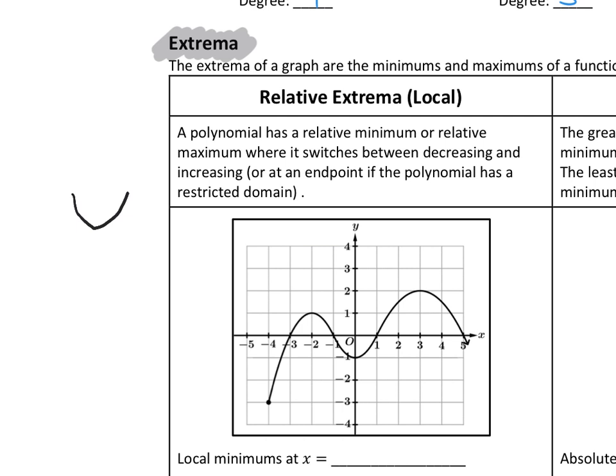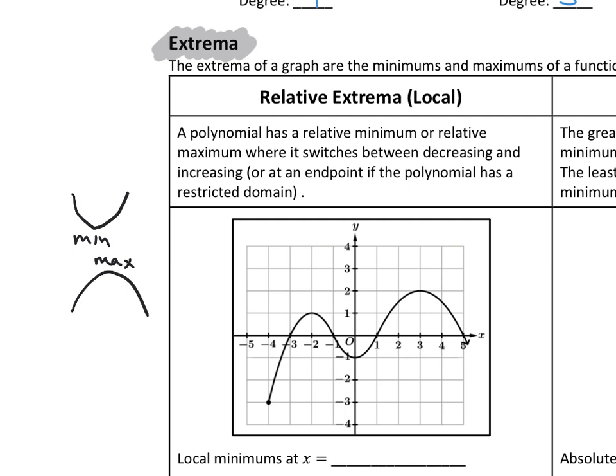Is that a maximum or a minimum? Is it a little point or a tall point? This is a minimum. If you switch the graph from increasing to decreasing, what kind is that? Maximum. That's what I'm talking about when the graph changes from decreasing to increasing or increasing to decreasing.